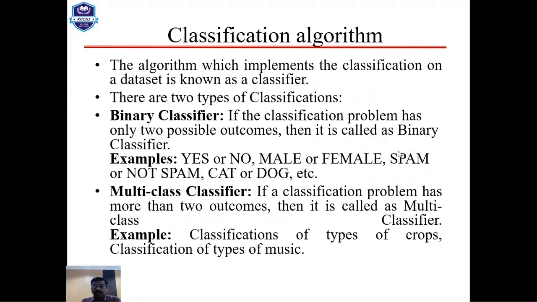The algorithm which implements the classification on a dataset is known as a classifier. There are two types of classification. Number one, binary classifier. If the classification problem has only two possible outcomes, then it is called a binary classifier. Example, yes or no, male or female, spam or not spam, cat or dog, etc. Multi-class classifier. If a classification problem has more than two outcomes, then it is called a multi-class classifier.